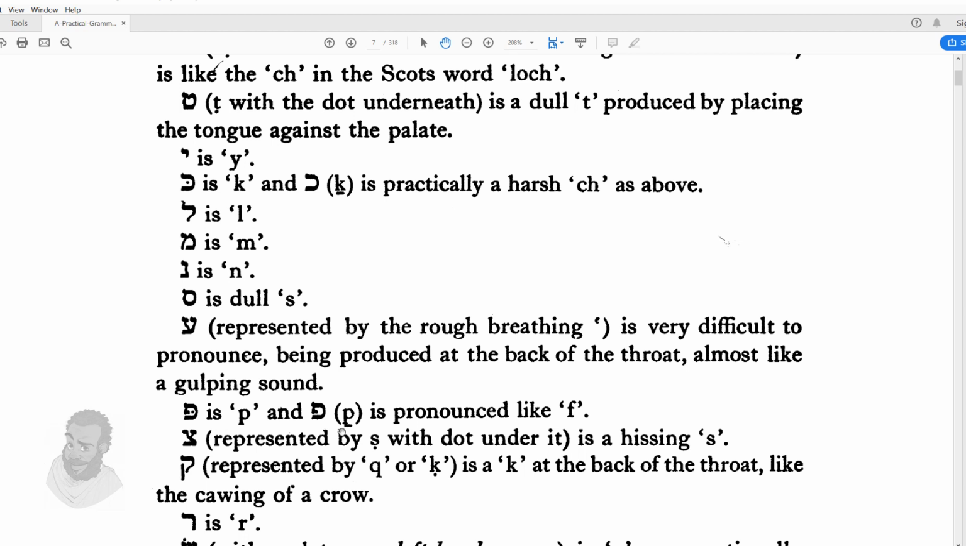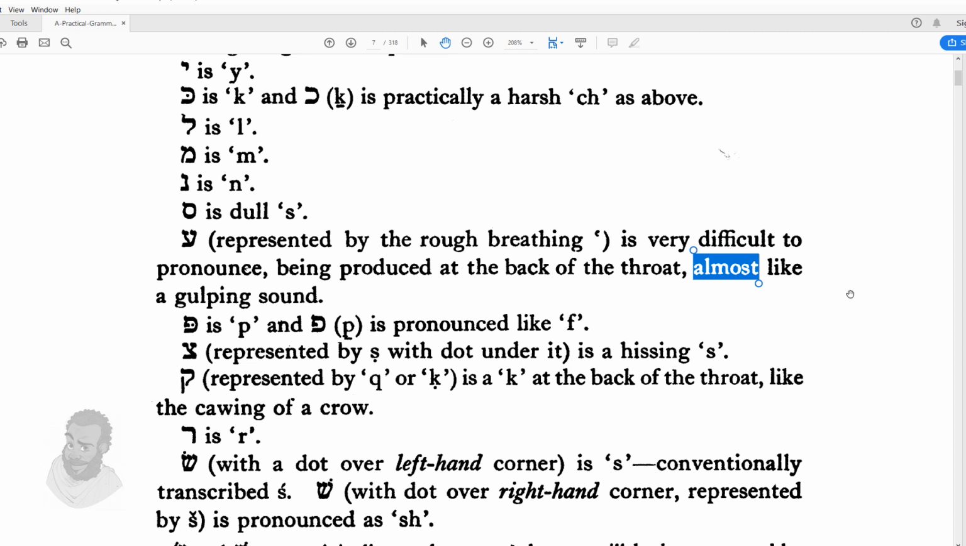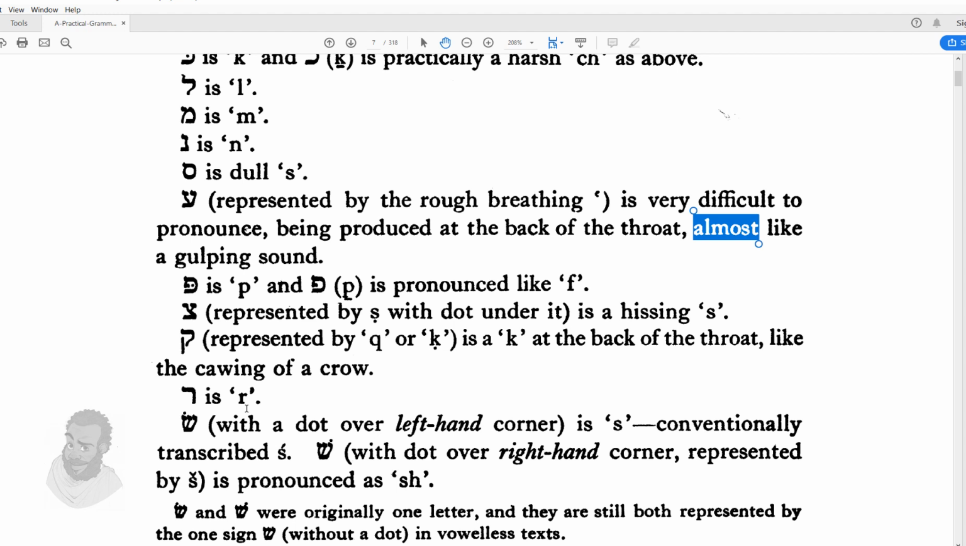Pe is p, and then you have fe, which is pronounced like f. Sadi, represented by the s with a dot under it, is a hissing s. Then you have qof, represented by q, which is a K at the back of the throat. So Qaf. Qaf is different than Kaf. Notice the pronunciation is different. Qaf. Qal. Okay, it's all the way at the back of the throat, like the cawing of a crow. Qaw. Qaw. Okay. Resh is R.